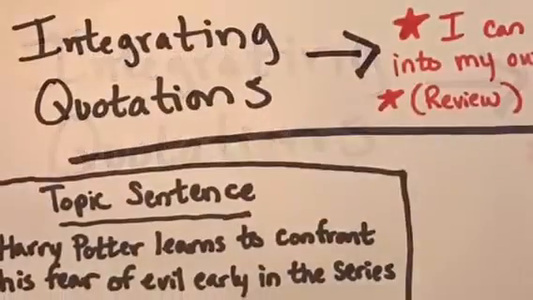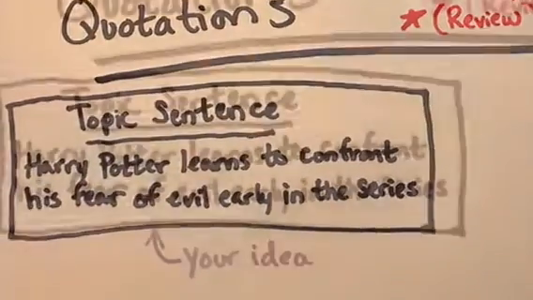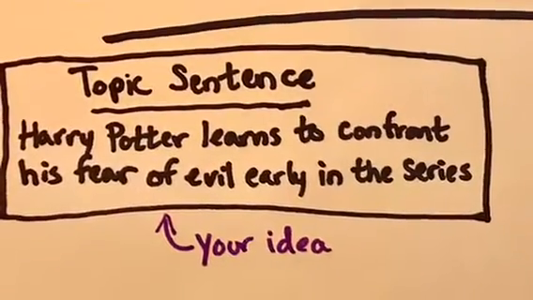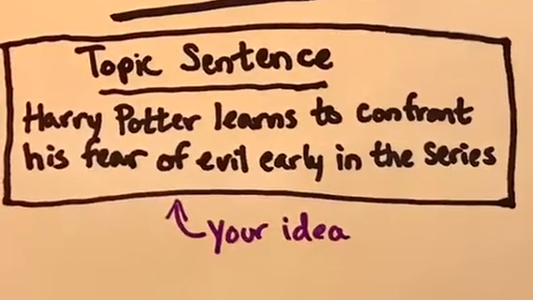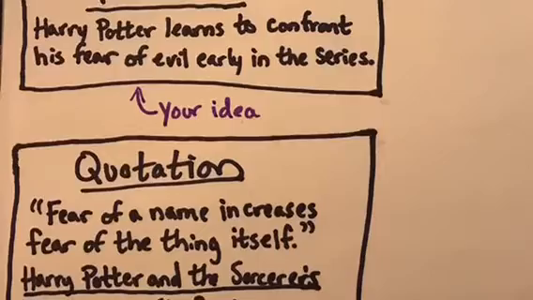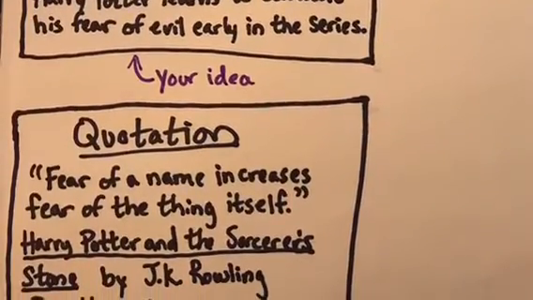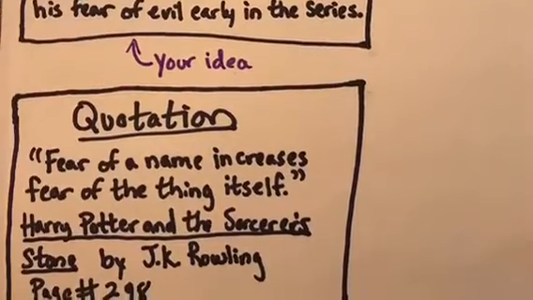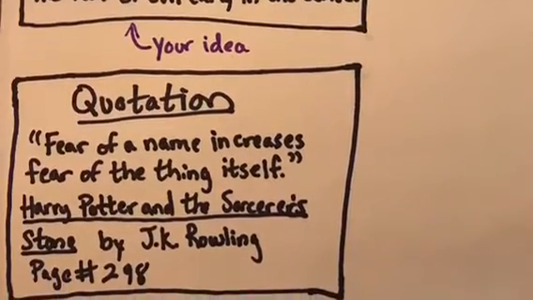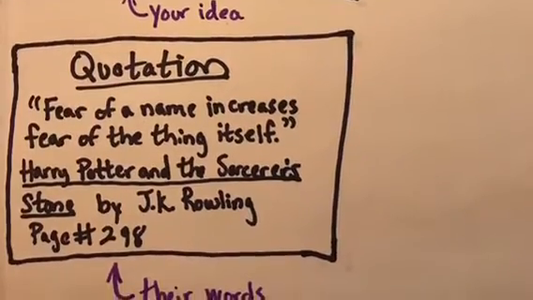The topic sentence that we will be working with is something that I came up with. It would be your idea if you were writing this. It's "Harry Potter learns to confront his fear of evil early in the series." And then the quotation that we will be using to support that is "fear of a name increases fear of the thing itself." That's from Harry Potter and the Sorcerer's Stone by J.K. Rowling. Albus Dumbledore says that to him at the end of the book. And that's on page 298 in my copy of the book.